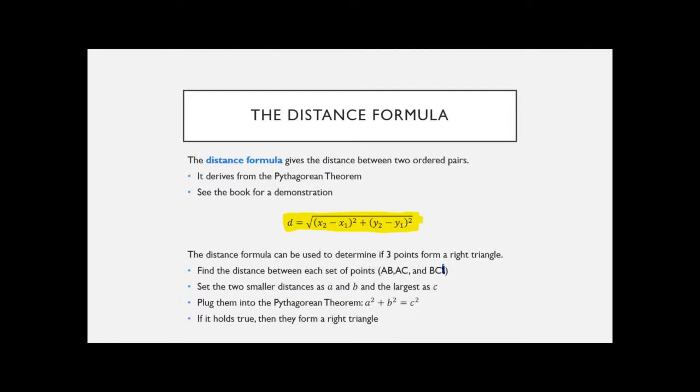And then you figure out which ones have the smallest distance. The 2 smaller ones you label as A and B, and then the largest is C. And then you plug them into the Pythagorean theorem and see if the equation is true. If it's true, you have a right triangle. If it's not true, it's not a right triangle. So you can use the distance formula to determine if something is a right triangle. That is helpful in a map, perhaps, if you're needing to find if you have a right angle or whatever on a map.